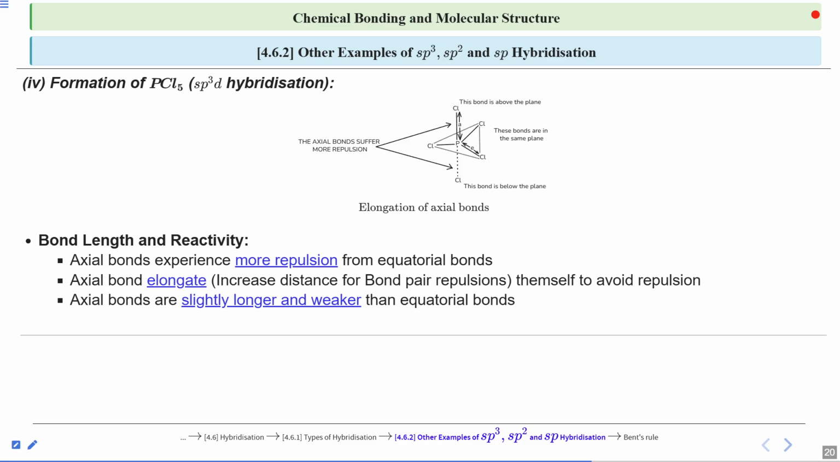Axial bonds are longer than the equatorial bond and axial bonds are weaker than the equatorial bond. And this differentiation in their bond length makes your PCl5 very reactive. Okay, is it clear? It's very, very important to understand this. So you can see here that due to the repulsion, the axial bonds will be longer than the equatorial bond, and as a result, your PCl5 is reactive and the axial bonds are weaker than the equatorial ones.